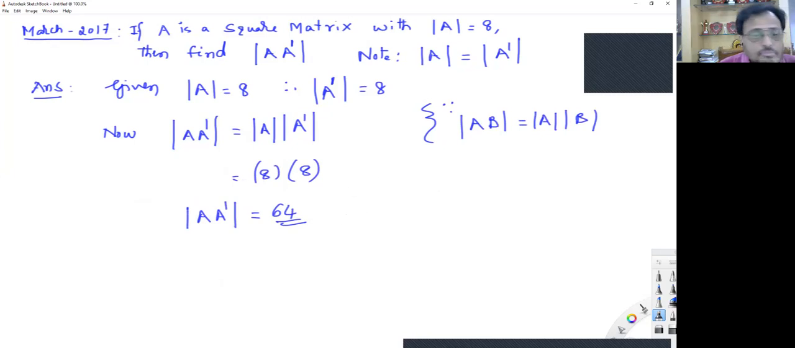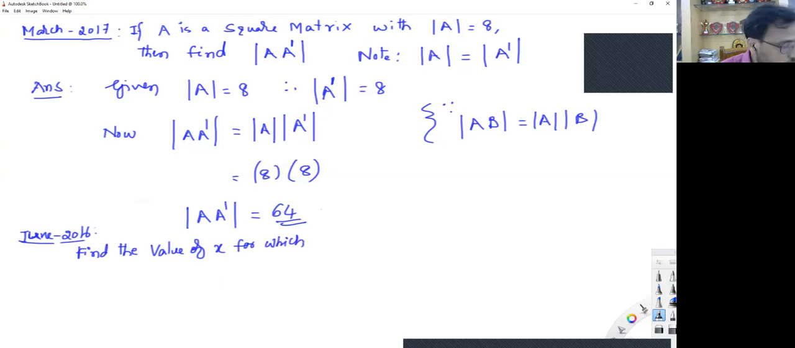Now, June 2016. Same nature: find the value of X for which determinant of 2, 3, 4, 5 is equal to determinant of X, 3, 2X, 5. So this you can do it here.